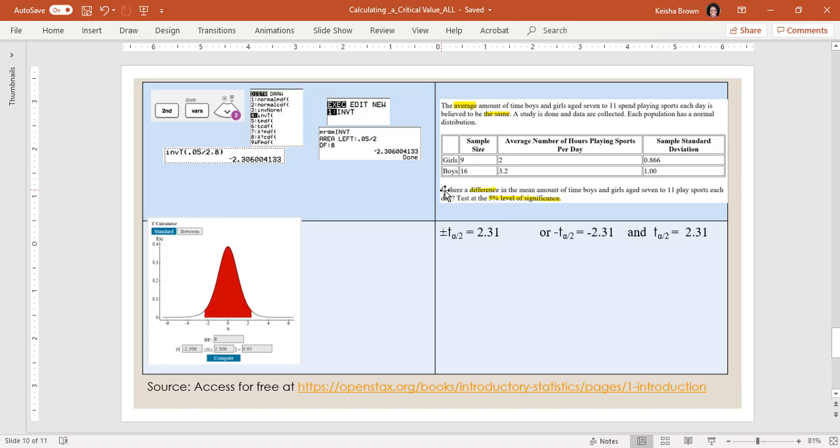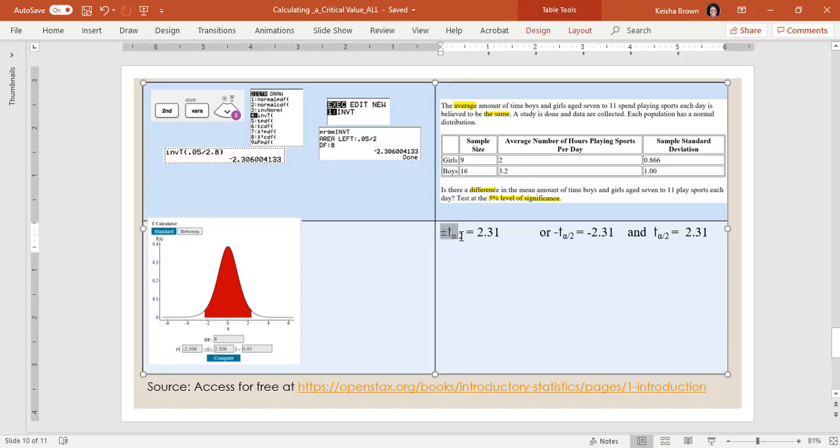We're asked, is there a difference in the mean? So that tells us this is a two-tailed test. Your keywords to know if it's a two-tailed test: difference, changed, has the value, differs. So you're going to end up having two critical values. You're going to have the negative one for the left-hand side of your graph and the positive one for the right side of your graph.